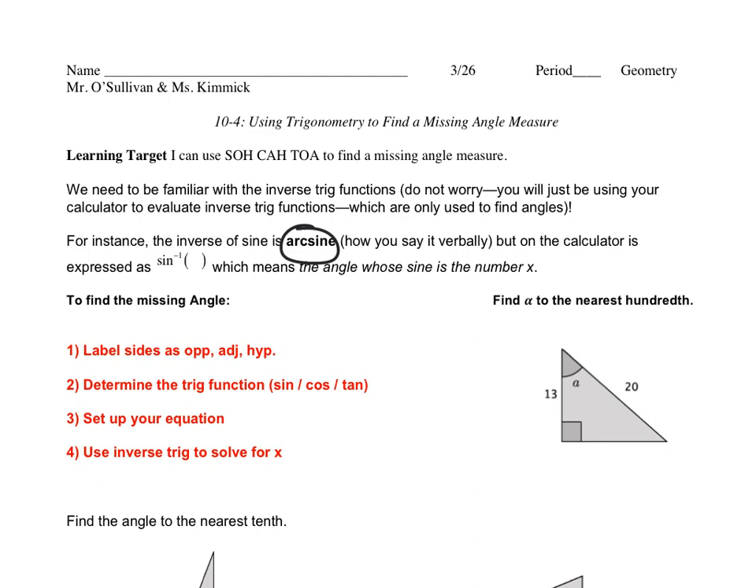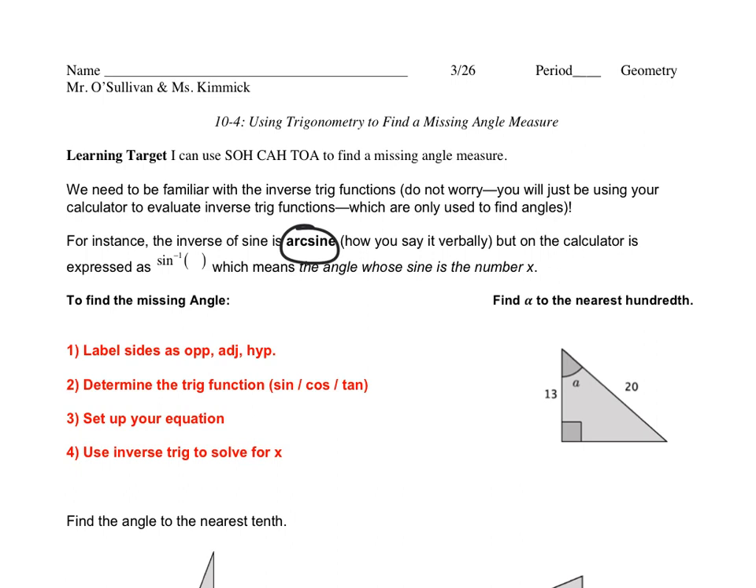But on the calculator, if you have a graphing calculator at home, it's above the sine, cosine, and tangent key. You would hit second sine, and it would give you sine to the -1, which means the angle whose sine is the number x.